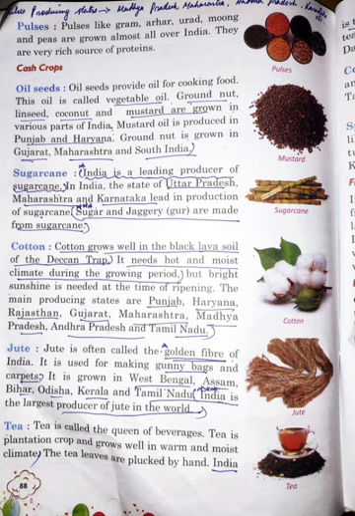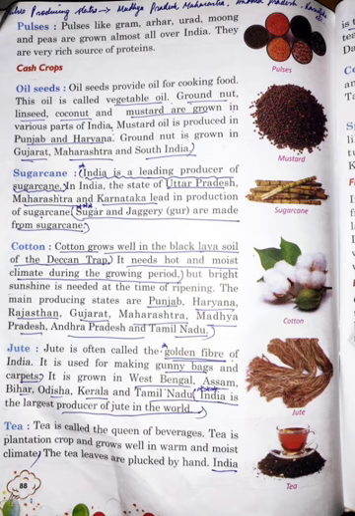Another example of cash crop is cotton. We all know what cotton is, and it grows well in the black lava soil of the Deccan Tract. Cotton needs a hot and moist climate during the growing period, but bright sunshine is needed at the time of ripening. States producing cotton are Punjab, Haryana, Rajasthan, Gujarat, Maharashtra, Madhya Pradesh, Andhra Pradesh and Tamil Nadu.